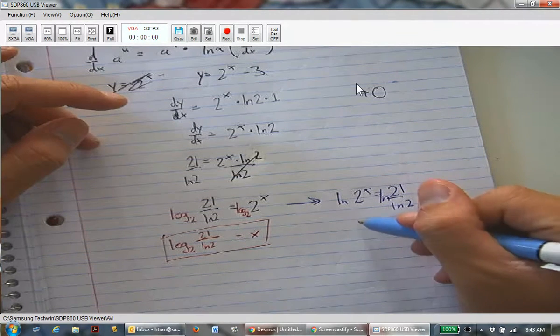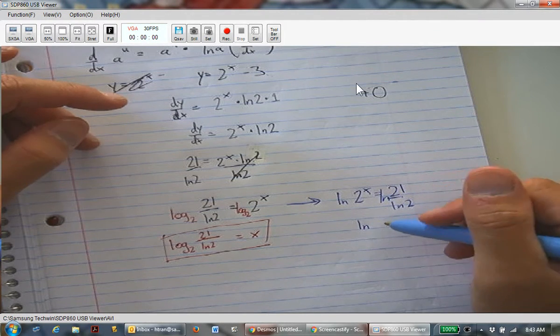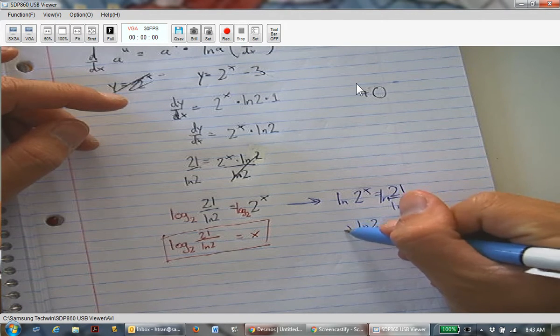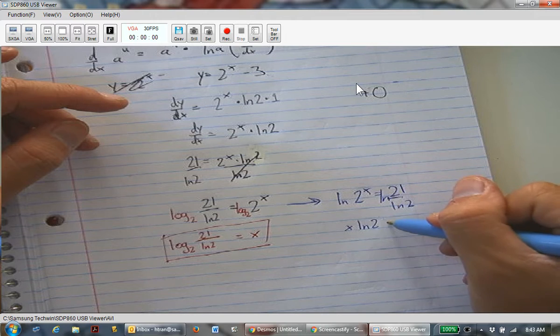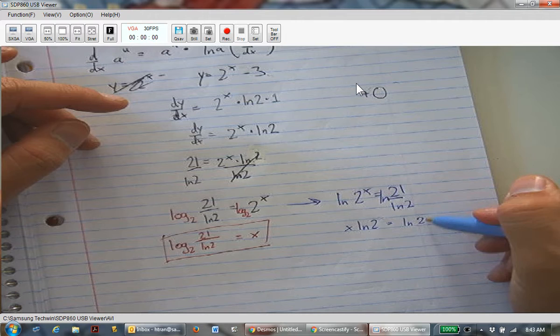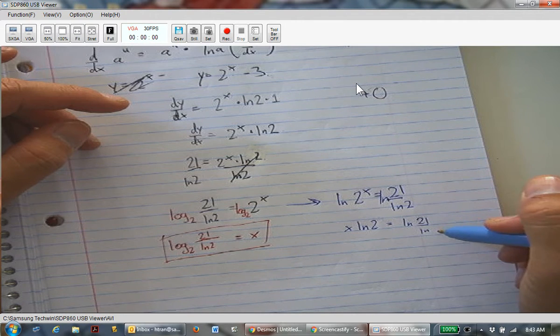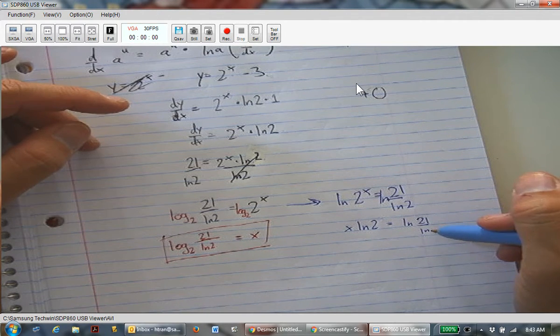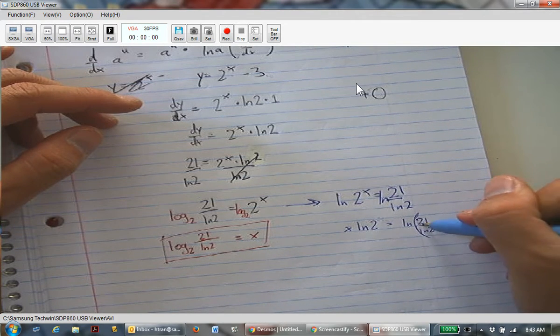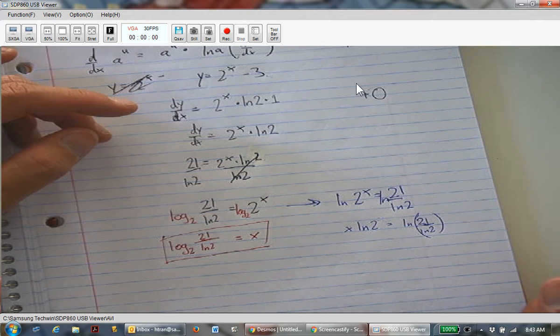Or you can just take the normal log. Oh, that's true. And then you could have a 2 to the x, and what's going to happen is that x kind of comes down, okay? Because the logarithmic rules are at play. Then you have the ln of 21 over ln of 2. No, it's the ln of 21 over ln of 2. That's what it is, okay?